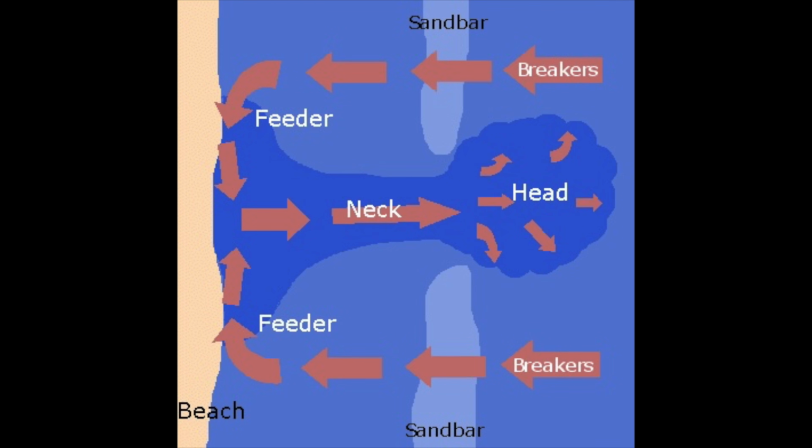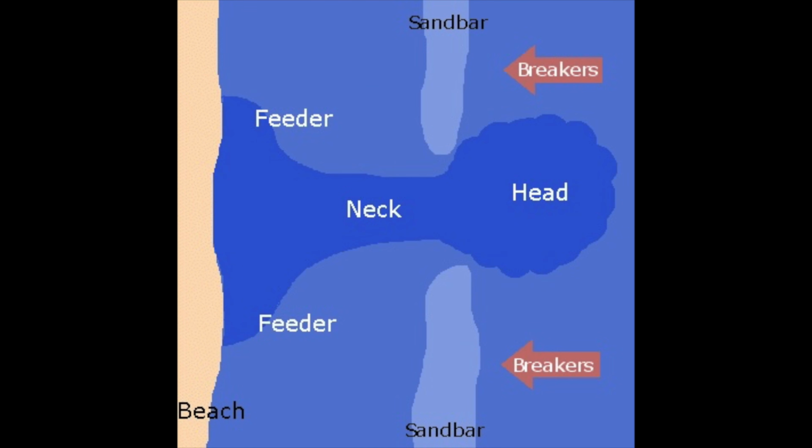Rip currents are powerful channel currents of water flowing away from the shore. They typically extend from the shoreline through the surf zone and past the line of breaking waves. These rips can often be invisible monsters, catching swimmers and fishermen off guard.